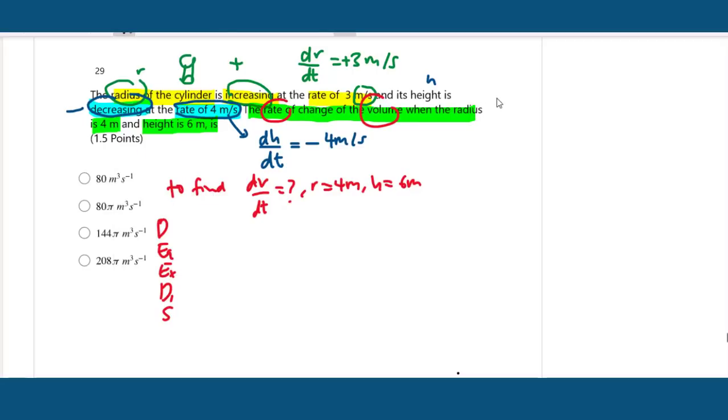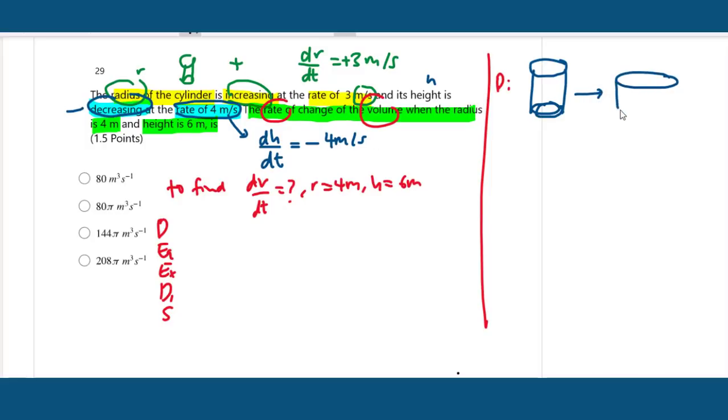draw the diagram. The diagram is a cylinder. When the radius is increased, the height is decreased. So maybe the cylinder changes in this form. This is R, R increases. H decreases. This is H. So this is the pattern of the cylinder.